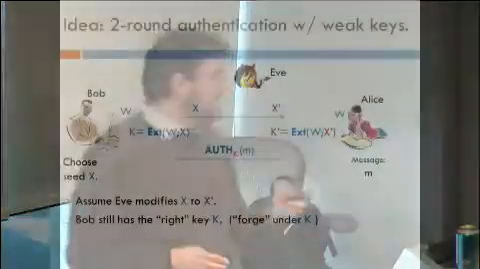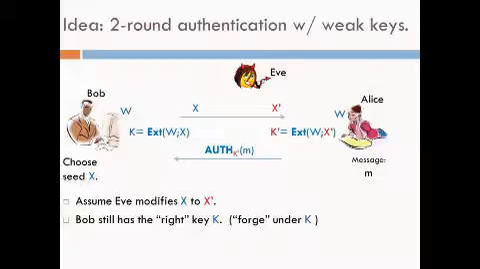Let's assume that Eve is active and she modifies the seed in the first round. She's going to send the wrong seed. So now all bets are off about the randomness that Alice extracts. The key that Alice uses could be bad. But Bob still has the right key, and he's the one that checks whether the authentication is correct or incorrect. So if Eve wants to forge in the second round, she needs to authenticate a message under the right key. So that's good.